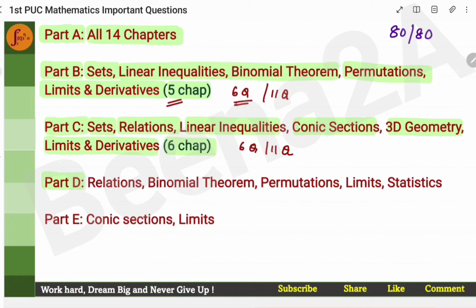Coming to part D, you have to attempt 4 questions. 8 questions would be given. So you'll have to prepare for 4 chapters, which are relations, binomial theorem, permutations, limits, and statistics. So if you prepare for these chapters, part D should be an easy one. Next comes part E, which is conic sections and limits. Conic sections for your 6 marker and limits for 4 marker.